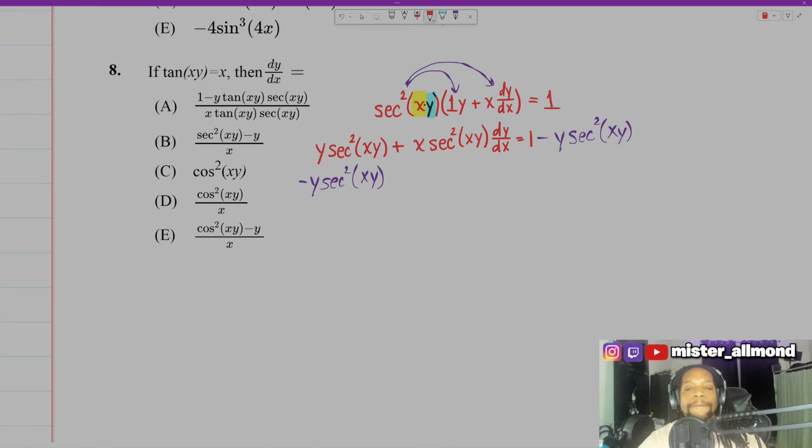Let's see. I don't see any tan, but let me just keep going and see what I get. All right, so now I have x secant squared of xy dy/dx equals 1 minus y secant squared of xy.